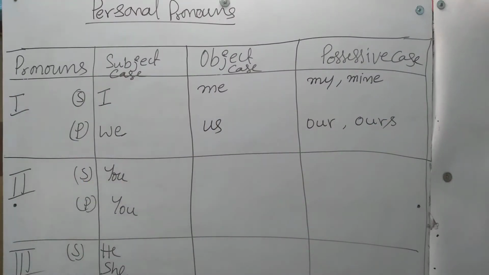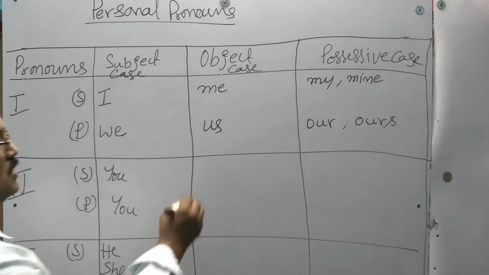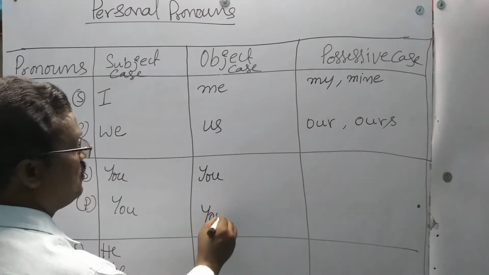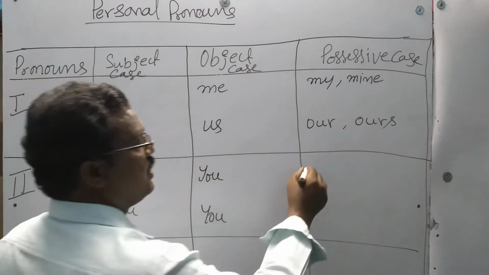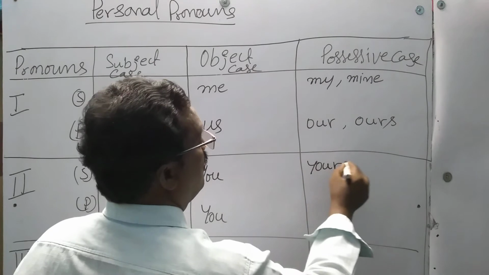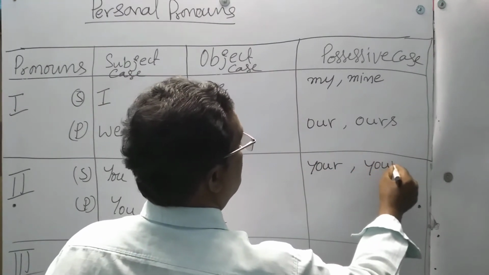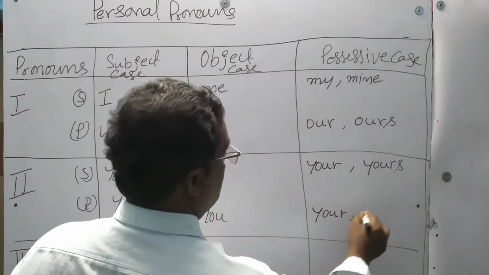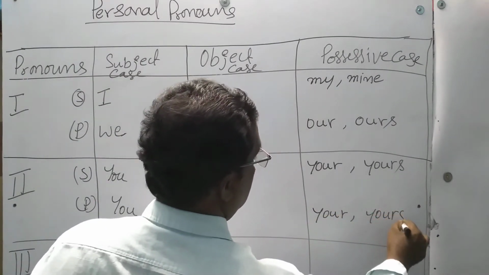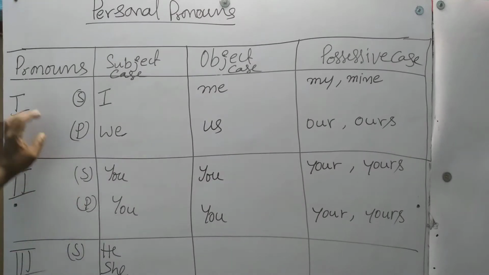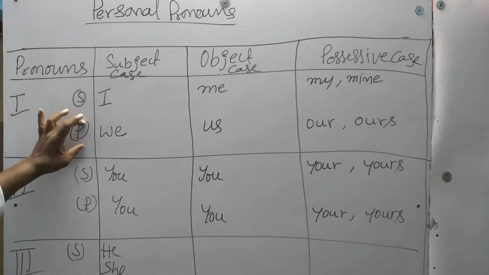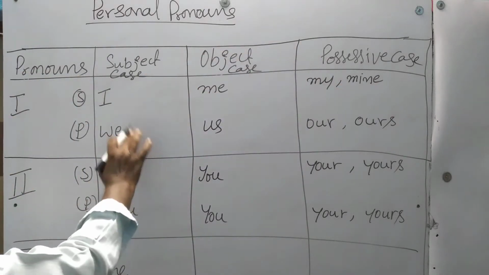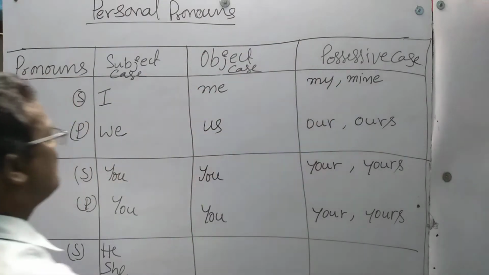Now, second person, personal pronoun, second person is you. Object case also you. Plural, object case you. Possessive case your. Another possessive case yours. Now, here also same. Your, yours. So, here for every person, singular is there, plural is there. For singular, subject case, object case, possessive case. For plural also, subject case, possessive case, object case.